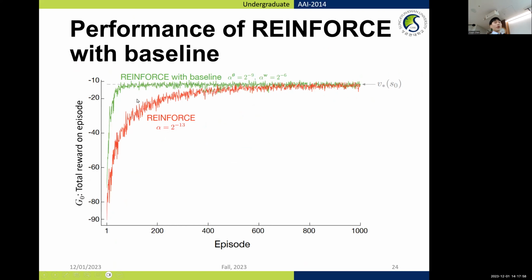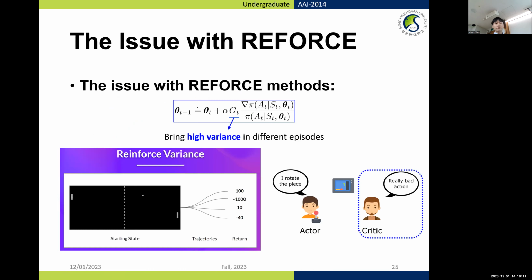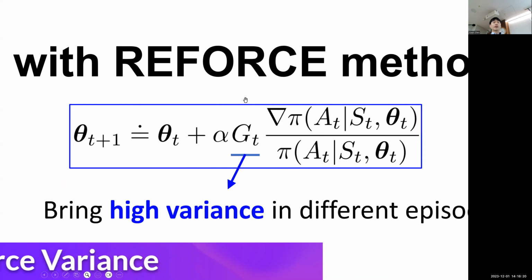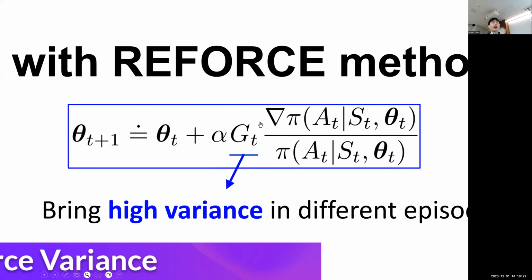So actually, the REINFORCE with baseline very significantly improves the performance, right? We converge to the optimal state much faster. Now we look at another issue with this REINFORCE. Look at this REINFORCE update method. Just look at here, we look at the GT, because since we are using the Monte Carlo method, the GT will be available at the end of the episode.